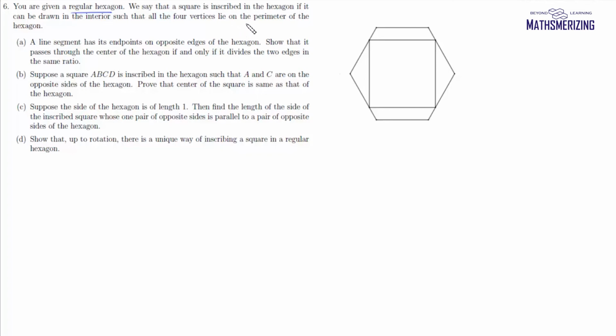Now the first question is, if a line segment has its endpoints on opposite edges of the hexagon, we need to show that it passes through the center of the hexagon if and only if it divides the two edges in the same ratio. So what we'll do is, we'll say, suppose the vertices are P, Q, R, S, T, U, and suppose the vertices of this square are A, B, C, D.